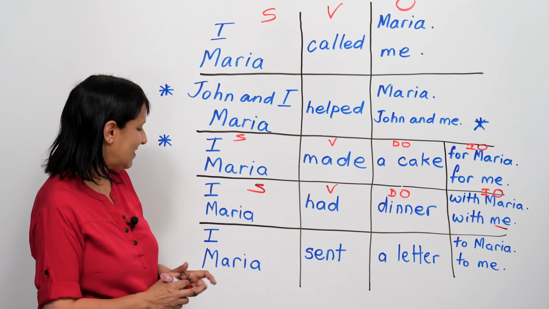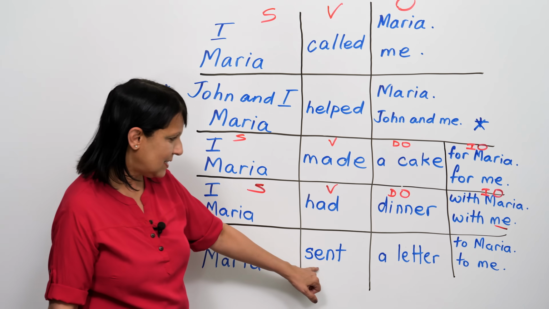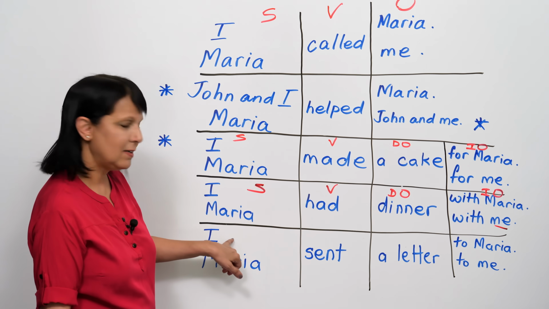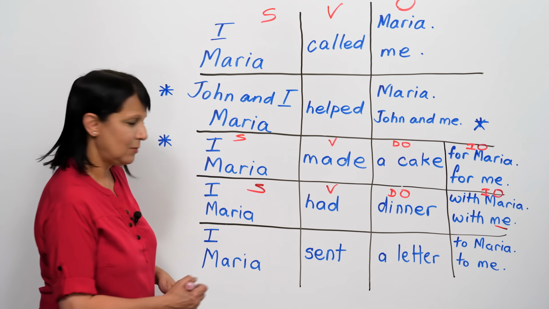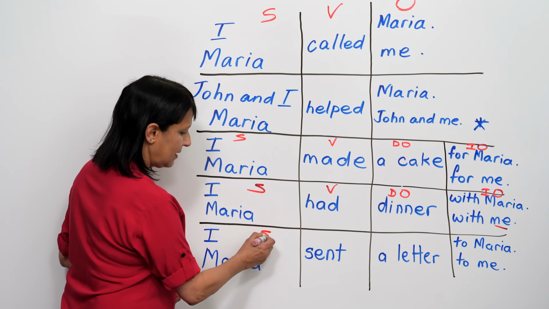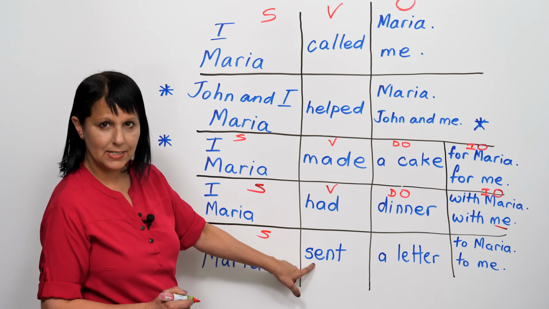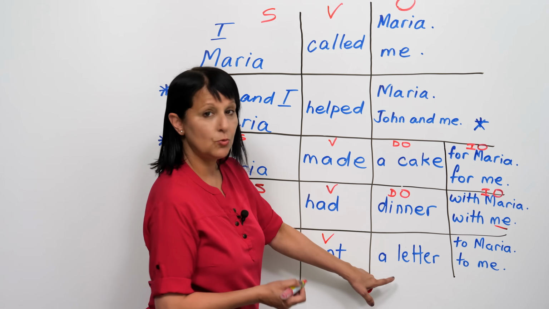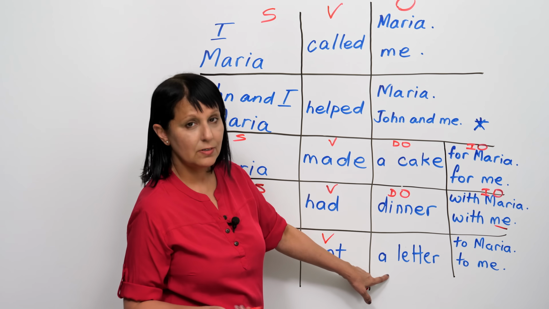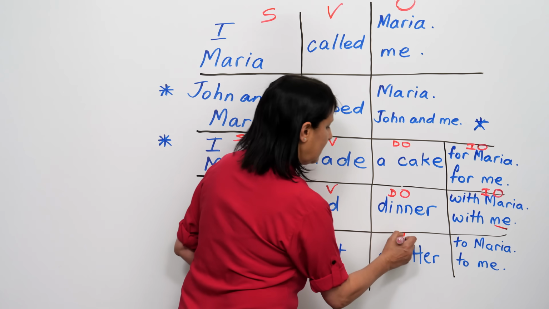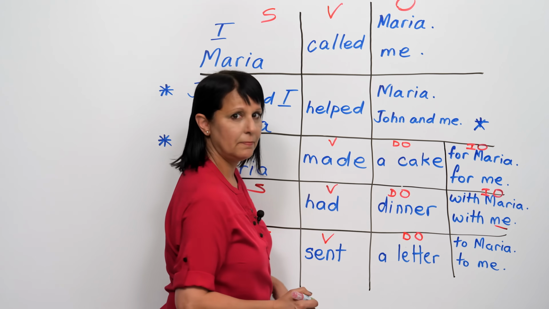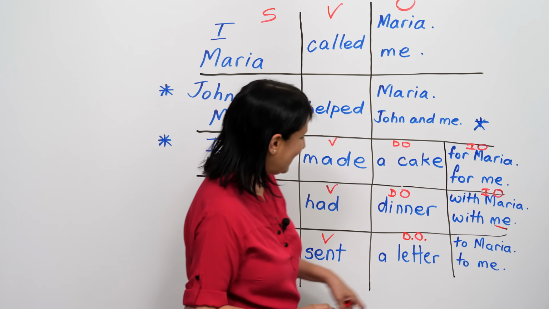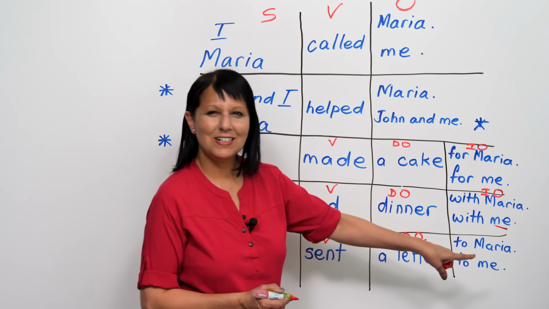Okay? Let's look at the last one. I sent a letter to Maria. Now, you tell me, what's I? What part of speech? The subject. What's sent? It's the verb. Good. Sent what? A letter. What's that? That's the direct object. Okay. Sorry, I can put dots, but I didn't want to waste time. All right. And then to Maria.